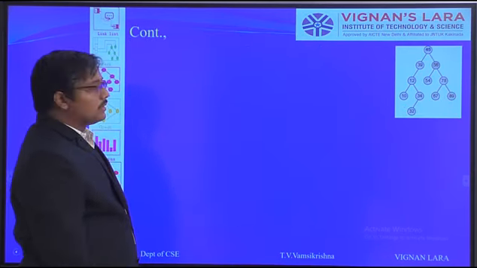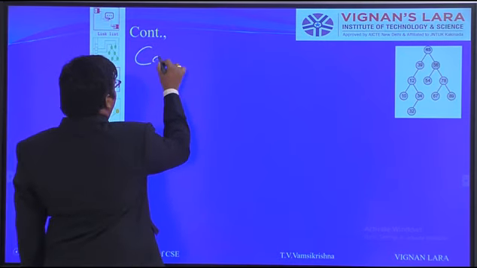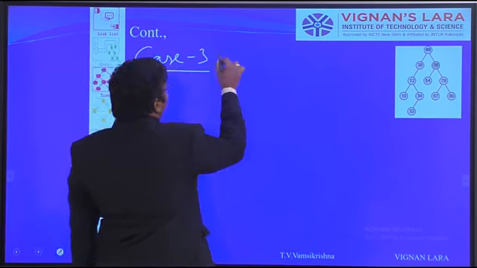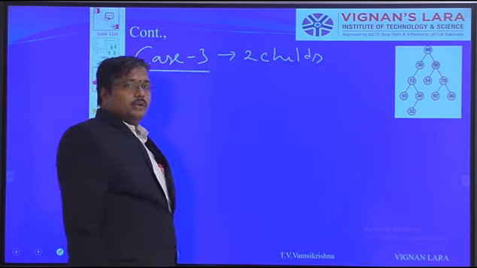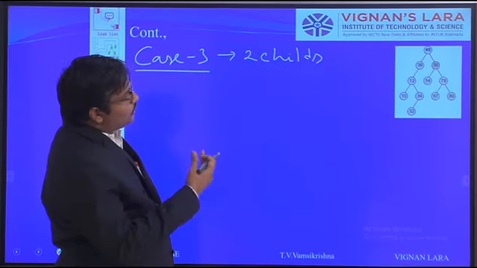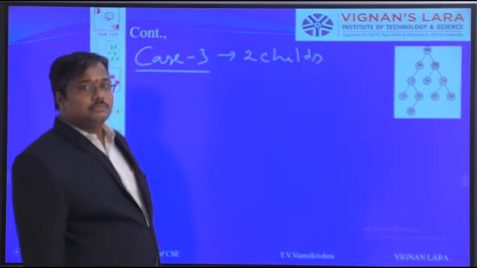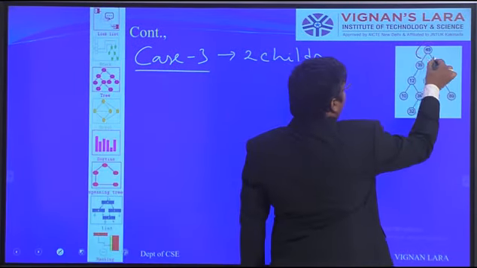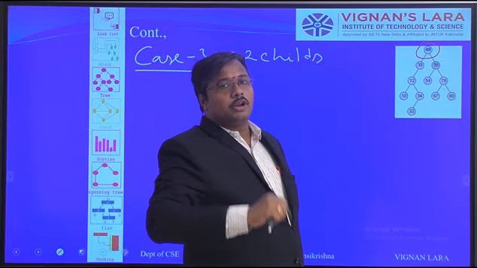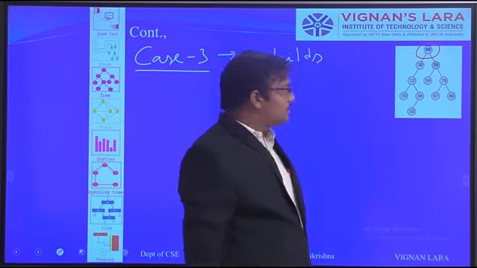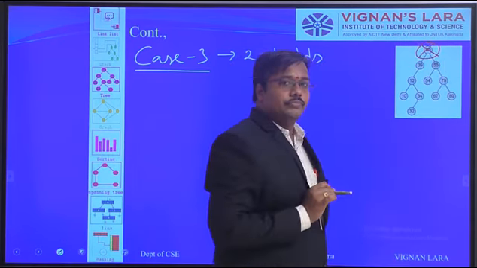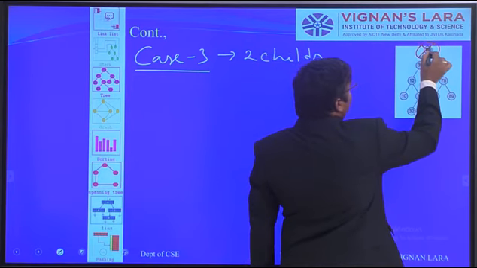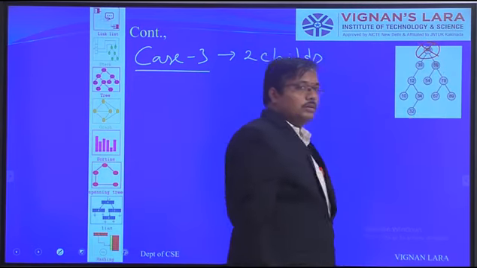So the next case, continuation. This is a very important case. Case 3 means a node having 2 children. Suppose I want to remove the root node, that is 45. Here 2 possible options are there. The first ambiguity is, whenever we are deleting 45, whether the left child becomes the root node or the right child becomes the root node.